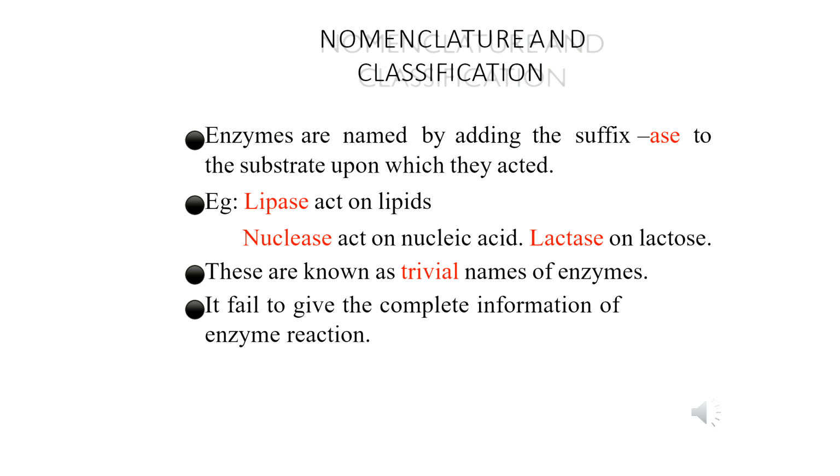So next is the nomenclature of enzymes. For the naming of enzymes, we add ASE to the suffix portion of the particular enzyme. For example, lipase acts on lipids. So here lipase is the enzyme, and we are adding ASE to the suffix portion. The next example, nuclease acts on nucleic acids and lactase on lactose. So these are all known as trivial names of enzymes. These types of naming are trivial names, but they fail to give complete information of an enzyme reaction.